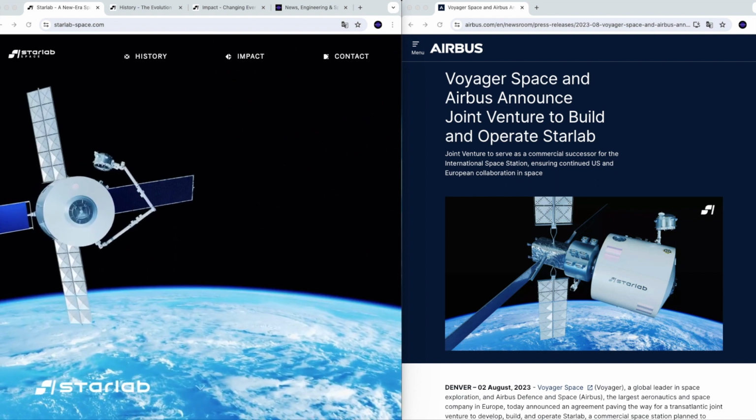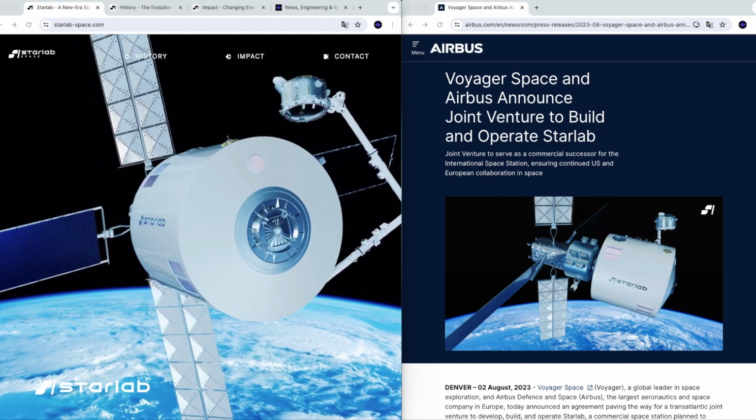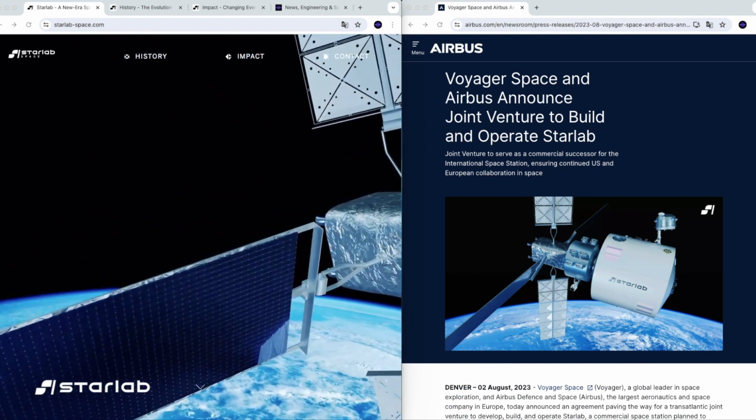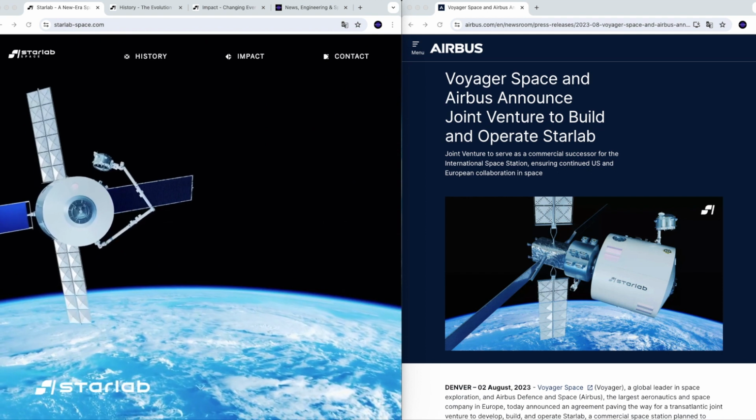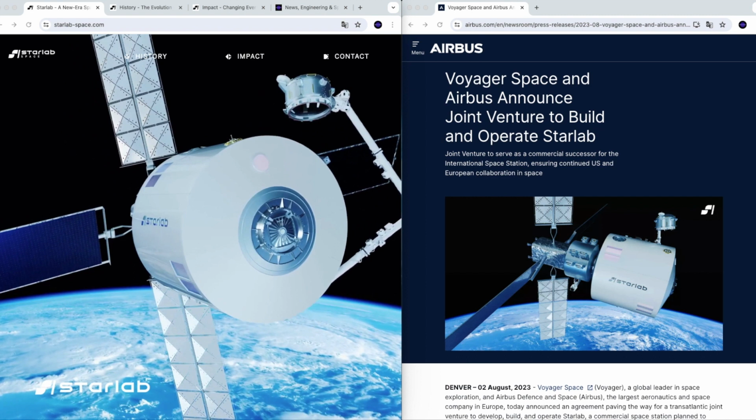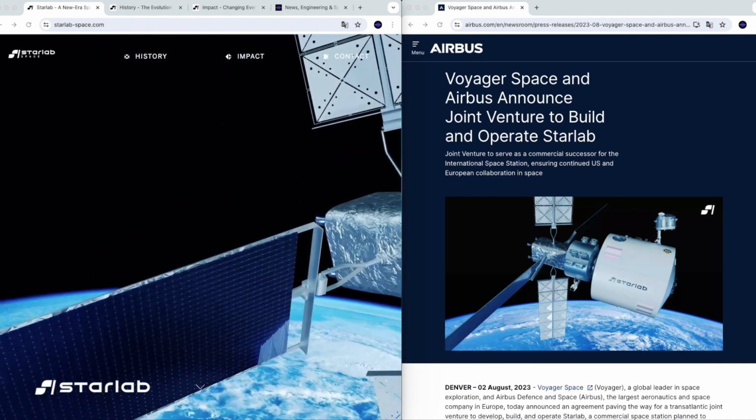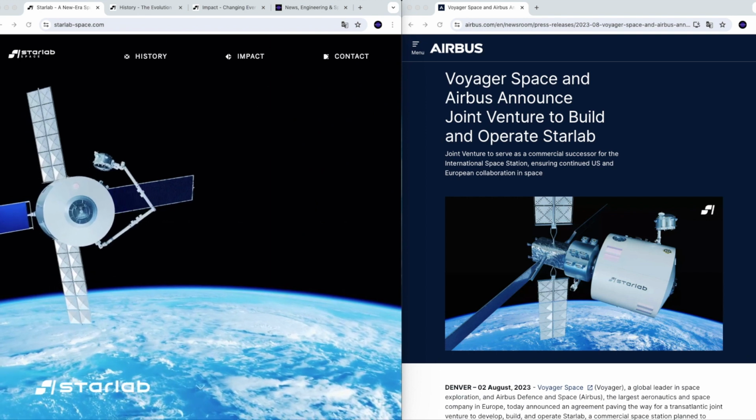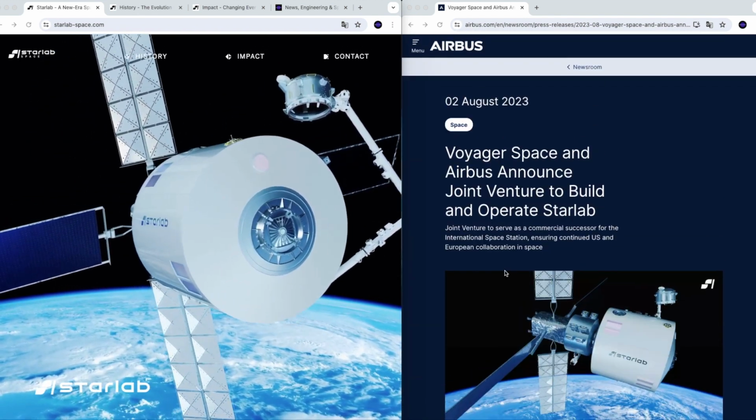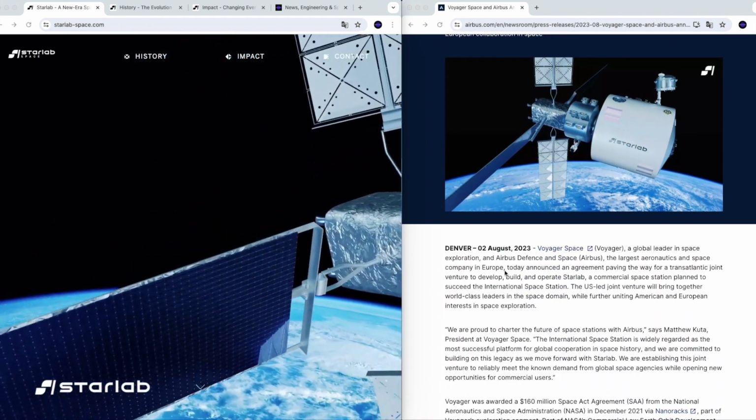So as I have said, there will be four astronauts docking to the Starlab space station, and we still don't know specifically about the contract, the experiments that will be made on board. But one most important thing which differentiates the Starlab space station, this project, is the fact that Airbus and Voyager Space are counting on governmental contracts.